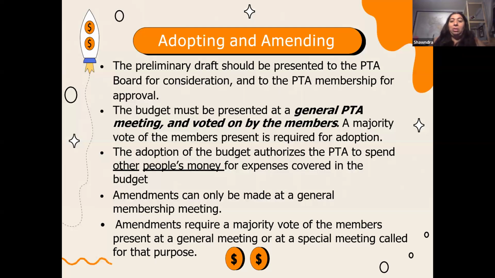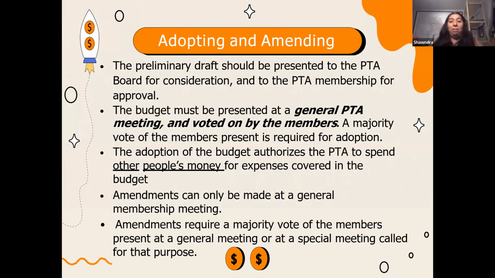And then the adoption of the budget authorizes the PTA to spend other people's money. That's why you need to have your whole PTA approve it, or the majority of your PTA, for expenses covered in the budget. And that's underlined because that's the key part, that this budget is other people's money. So again, we want to be transparent and accountable.